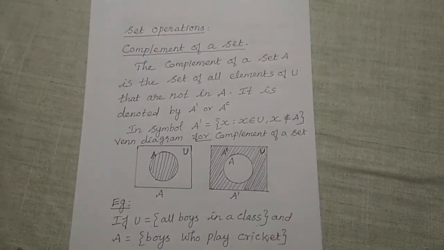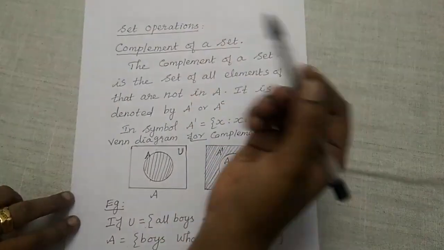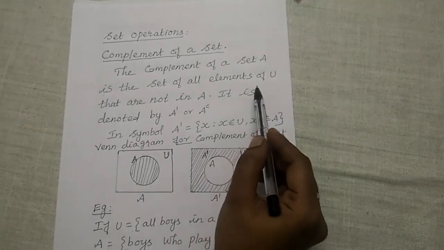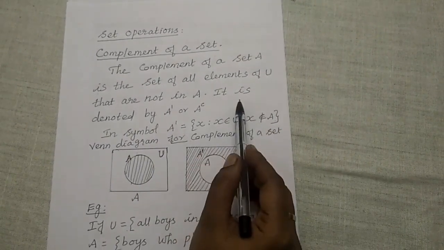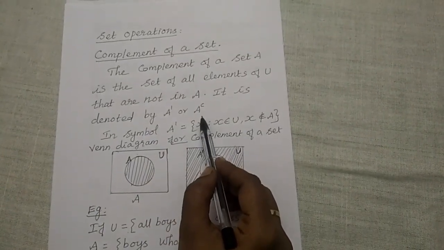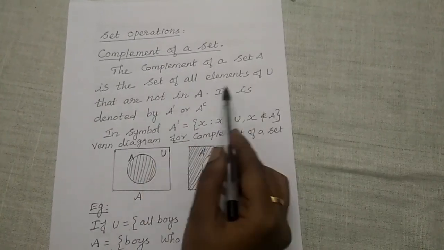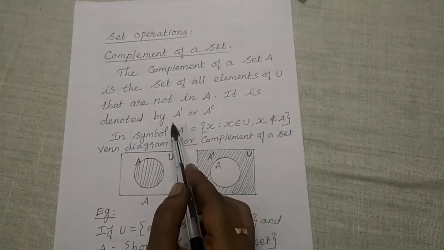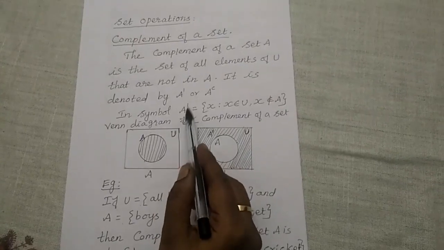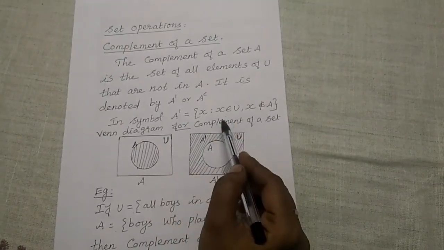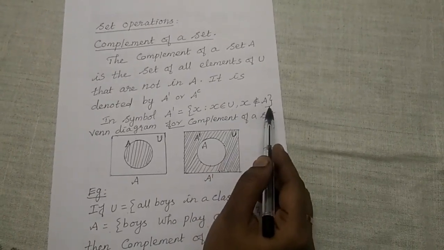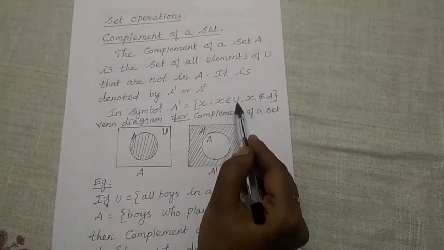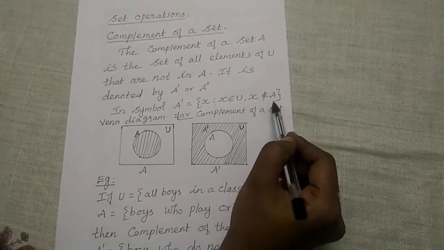Next we are going to see set operations. First one, complement of a set. The complement of a set A is the set of all elements of the universal set that are not in A. It is denoted by A dash or A complement. In symbols, A dash is equal to the set of x such that x belongs to the universal set but x does not belong to A.